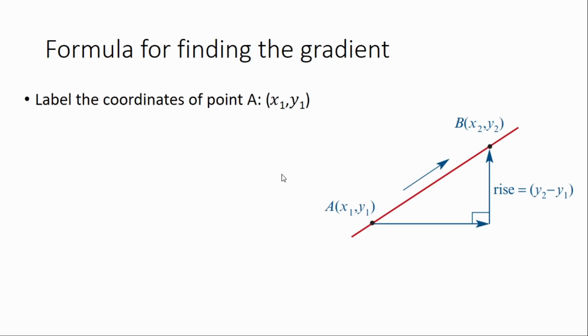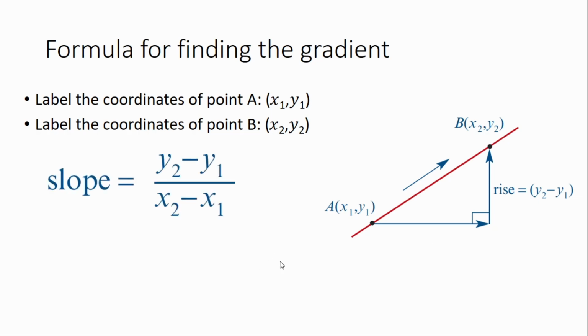So our first step, after we picked our 2 points, is to label the coordinates of point A, x1, y1. Then for point B, we're going to label them x2, y2. Once you've done that, we've got this formula. Slope equals y2 minus y1 over x2 minus x1.